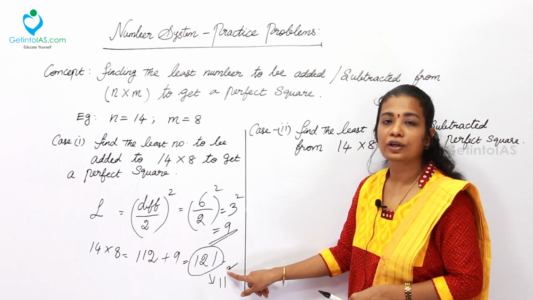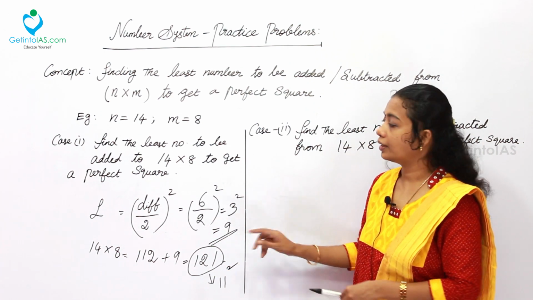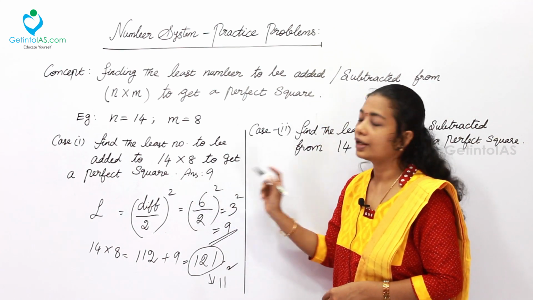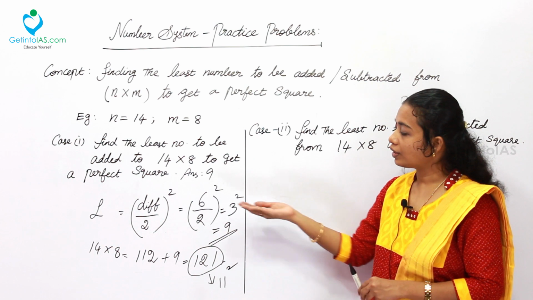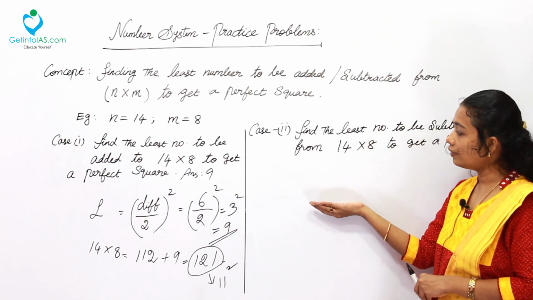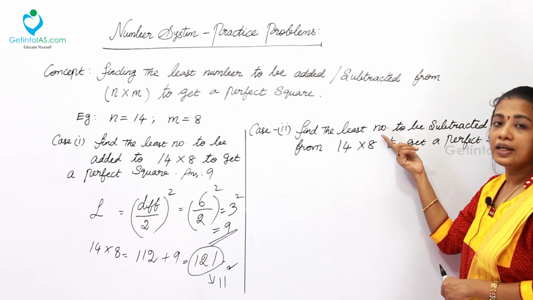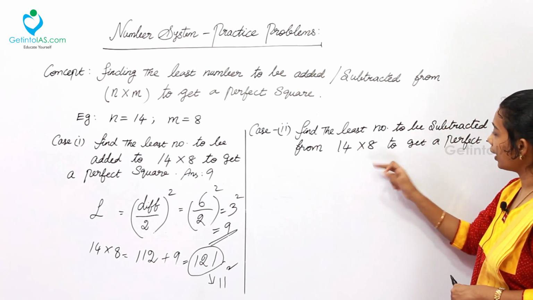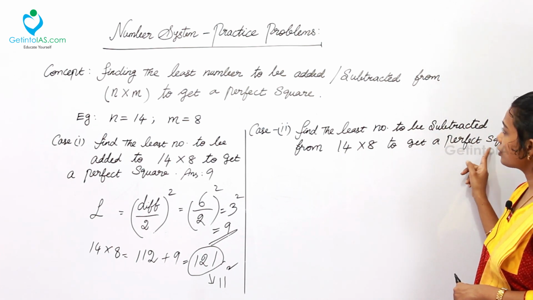How did we arrive at 121? By adding the number 9. So answer for this question is 9. 9 is to be added, that's all. Now we have a separate formula whenever it is given, find the least number to be subtracted from 14 into 8 to get a perfect square.